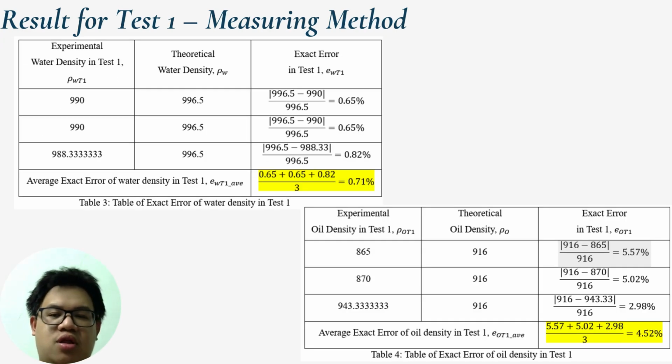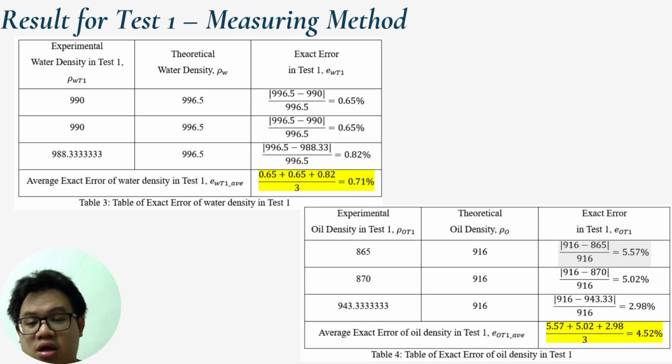So next we come to the result for our test one. In this slide we can see that there are two tables. The first table is the percentage error table for the water density, and the second table is the percentage error for oil density. The experimental density calculation we have put into the slide before this. Because our experiment is mainly focused on which method is the best for measuring the density of a fluid, we mainly focus on the percentage error of each density for every test.